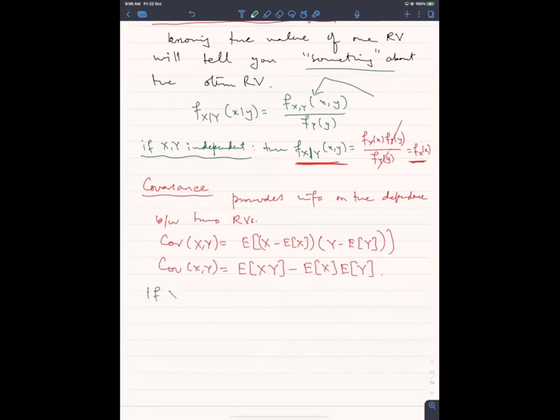If x comma y are independent, then covariance of x comma y is equal to what? Answers in the chat window. It will be 0. Why? Because this term would be equal to this term. We have seen this. Okay.